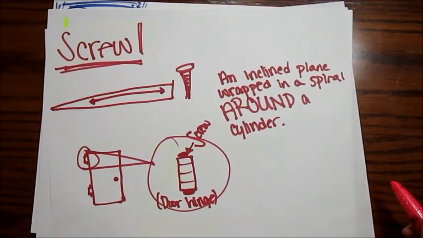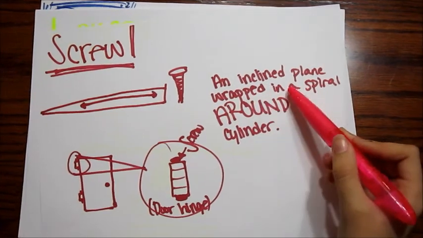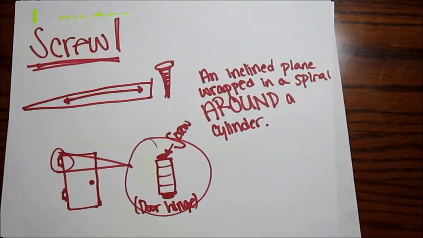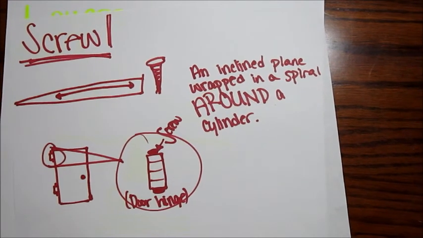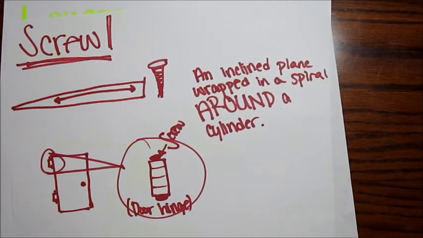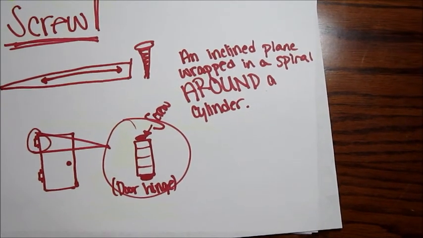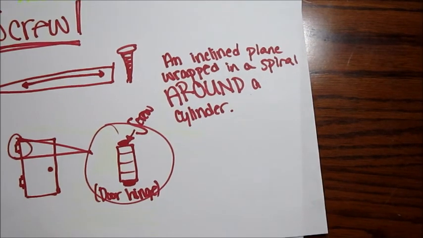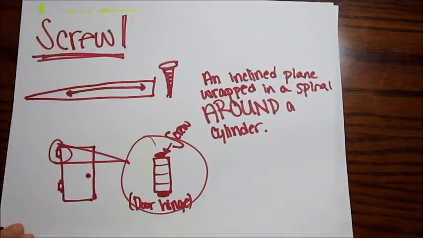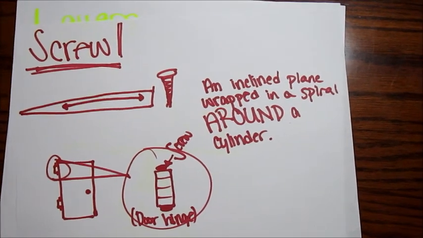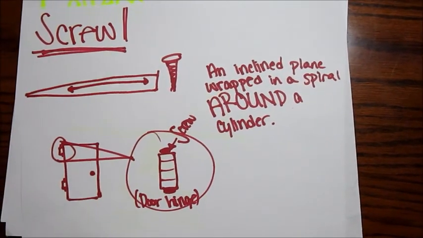A screw. A screw is an inclined plane that is wrapped in a spiral around a cylinder. When the screw is turned, a small force is applied over a long distance, used mostly as fasteners. The longer the inclined plane is compared with its height, the greater the mechanical advantage. An example of something that has a large mechanical advantage is a jar lid.